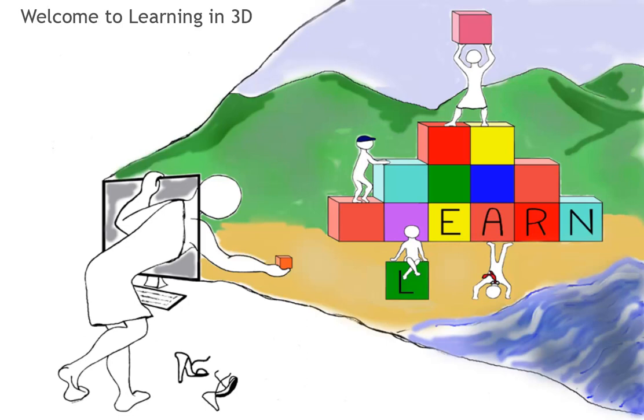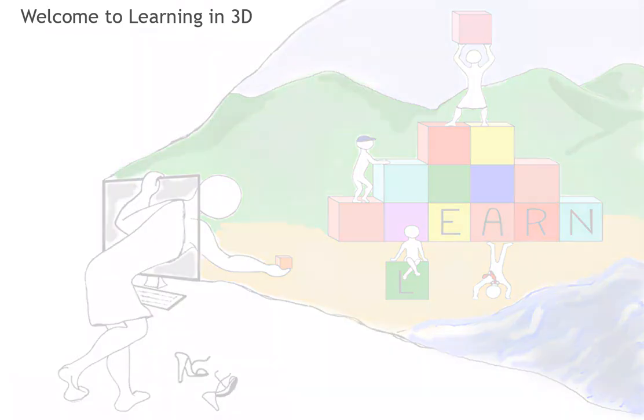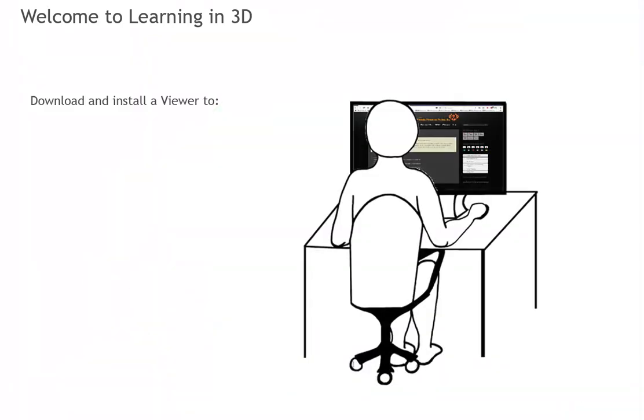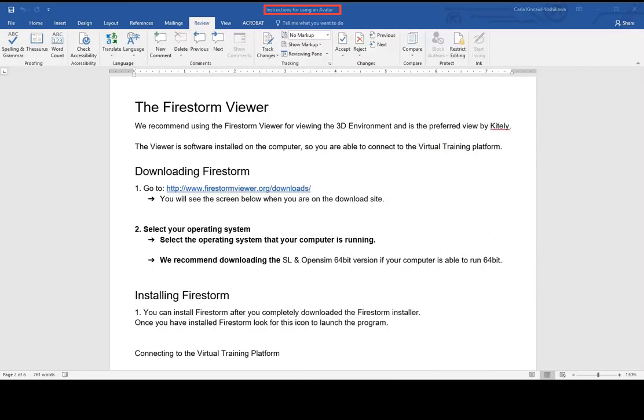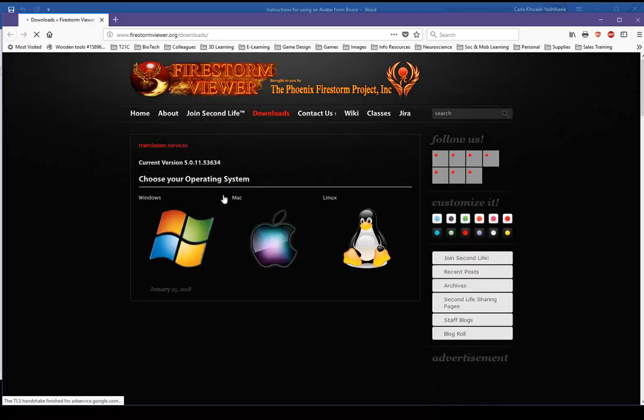We'll be using an OpenSim 3D world called Kitely as our virtual training platform. To access this world, you'll need to download and install a viewer which allows you to connect to this platform without any additional downloads. In the document you received, Instructions for Using an Avatar, find the section on the Firestorm viewer. Click the link for downloading Firestorm, then select your operating system.